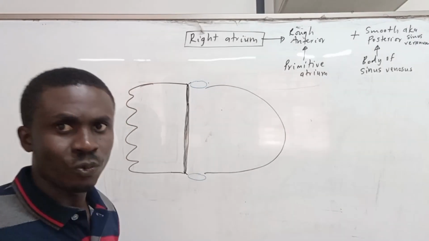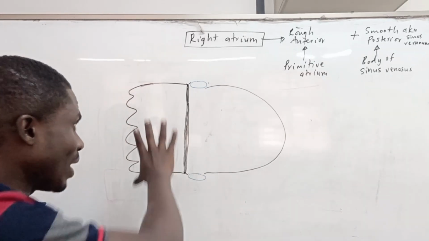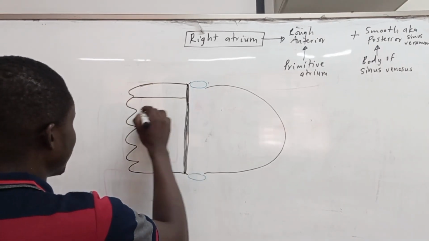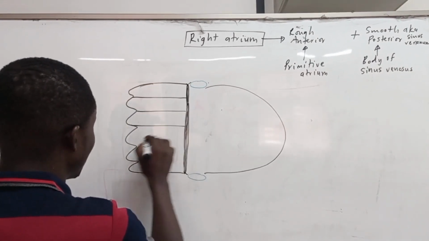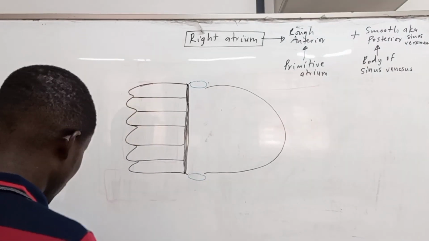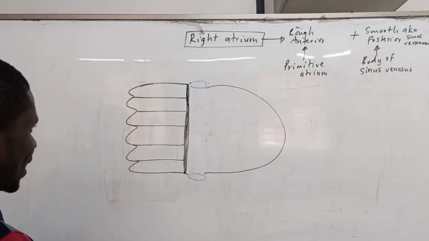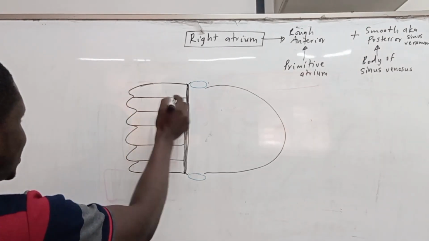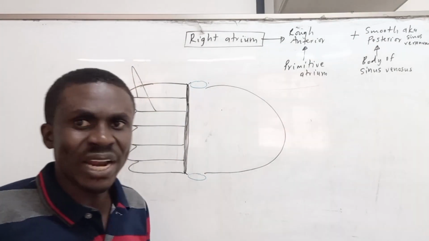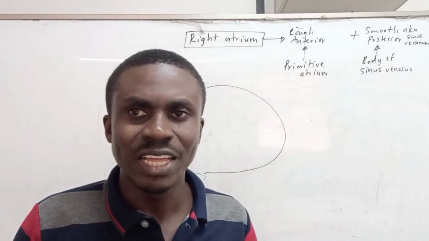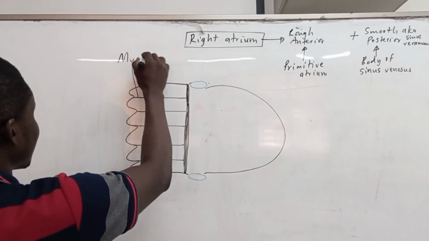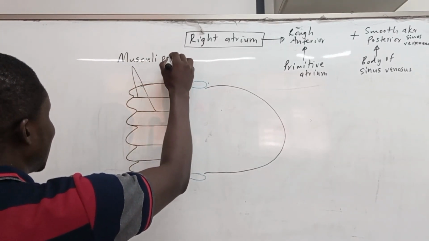Now, what I have over here is the one derived from this primitive atrium, the rough anterior portion. So this is the rough anterior portion of the right atrium of the heart, and these will have some comb-like muscles. Now, these comb-like muscles are referred to as musculi pectinati.